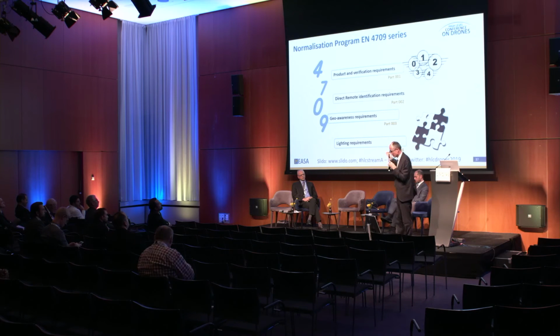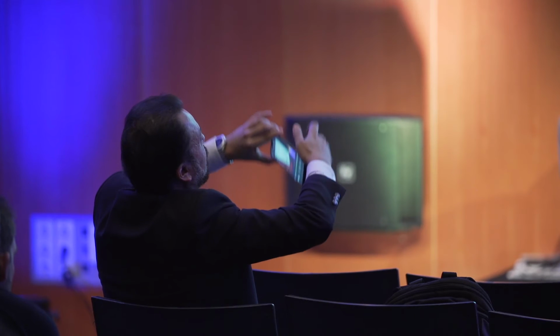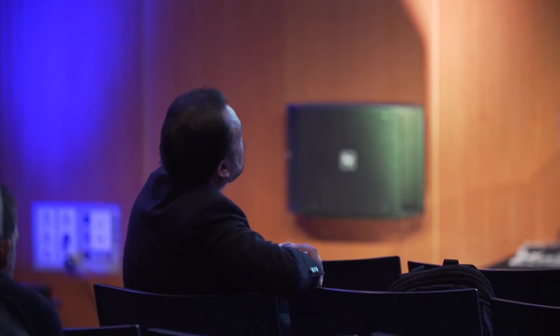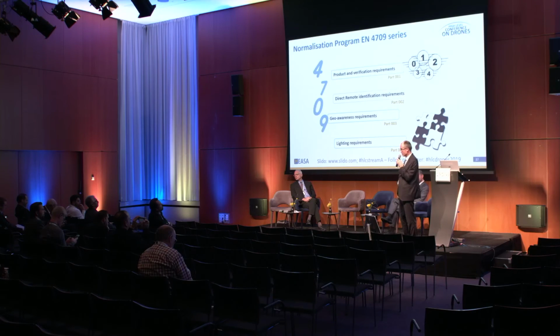What we will deliver at the end is already identified. If we have the European norm at the end, it will be this series, which we name 4709, and we have identified 4 parts. The first part will be product and verification. The second part will be focused on direct remote identification. The third part on geo-awareness, and the last one, the fourth, on the lighting requirement.